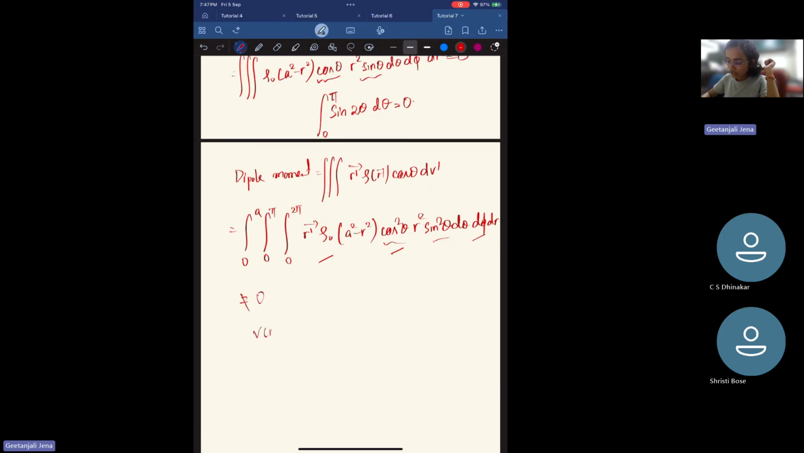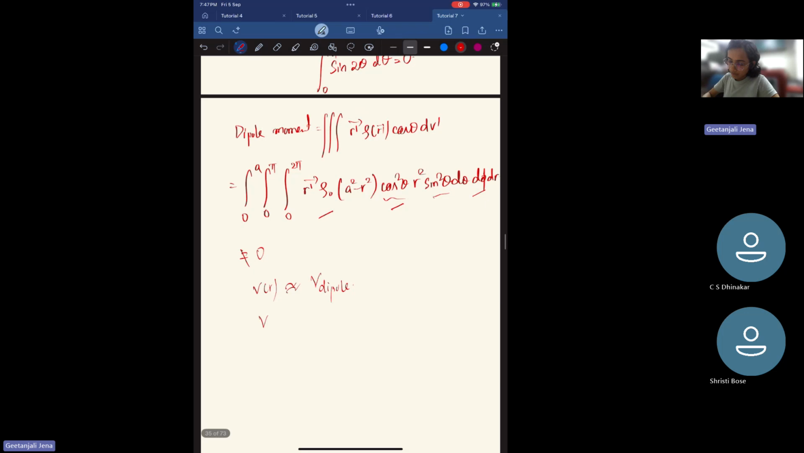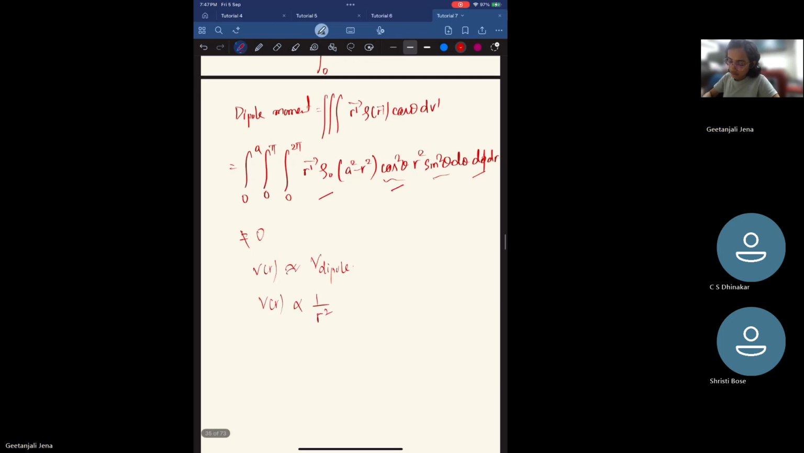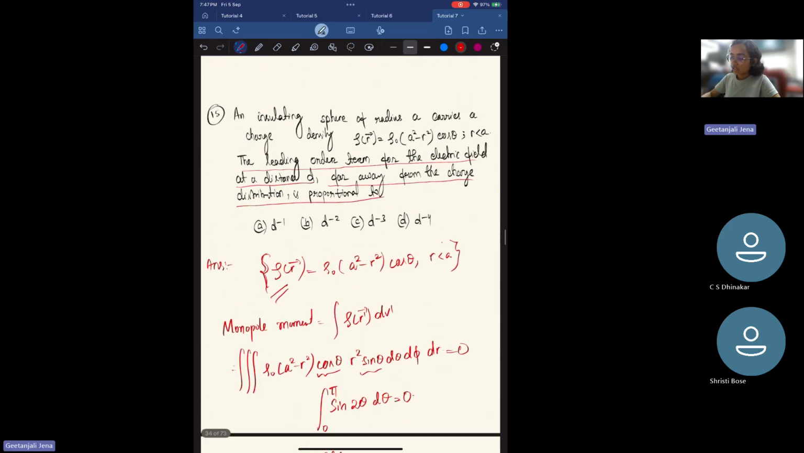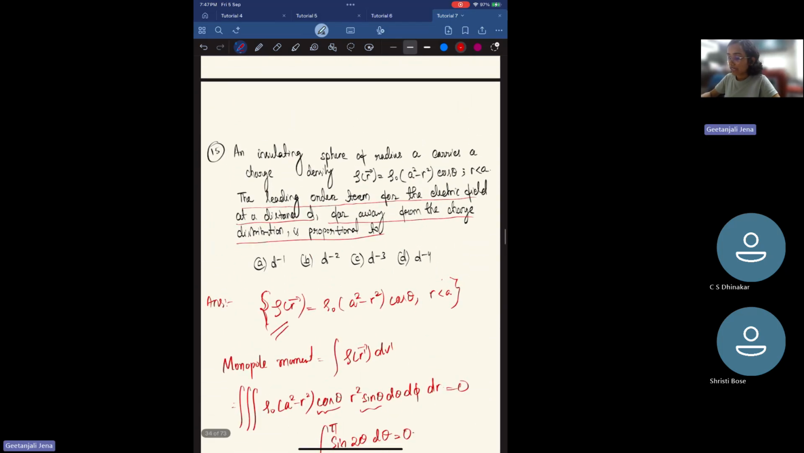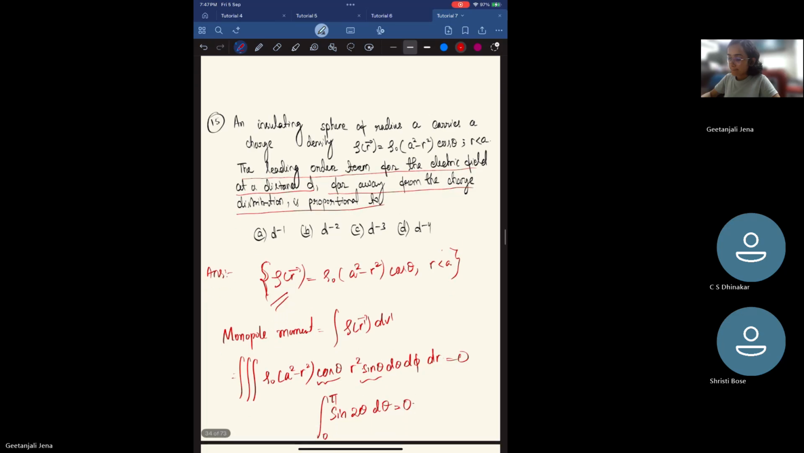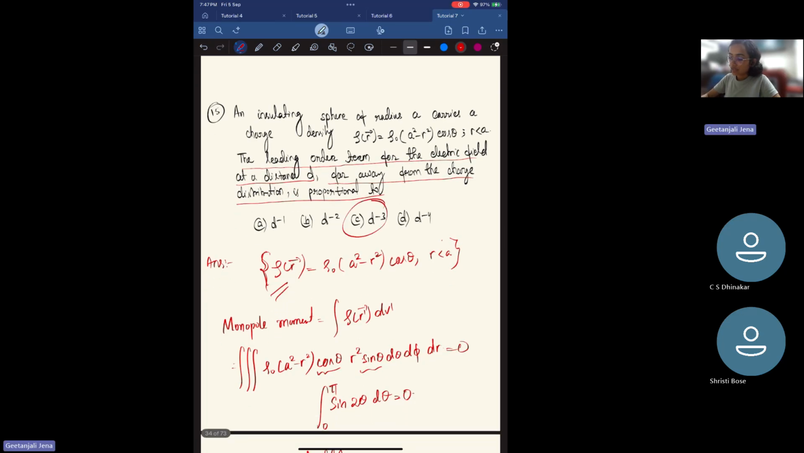So for V of r, the dominating factor is V dipole. So that means V of r will be 1 by r square. And from that, electric field is minus del V by del r. So this will be proportional to 1 by r cube. Okay. So 1 by r cube or 1 by d cube. Answer will be option C.